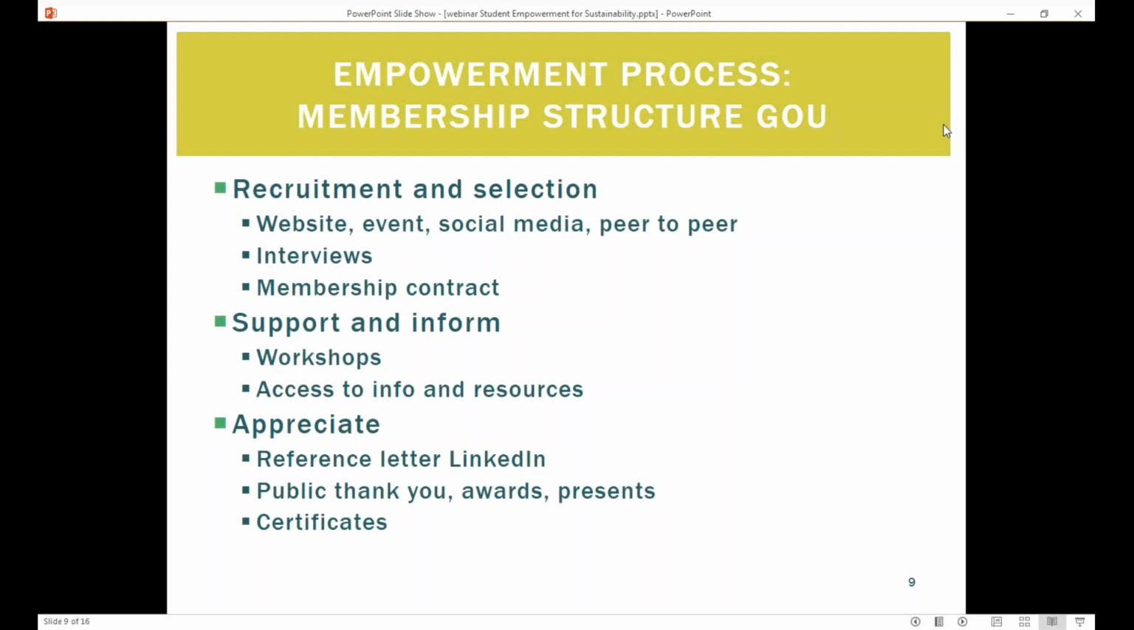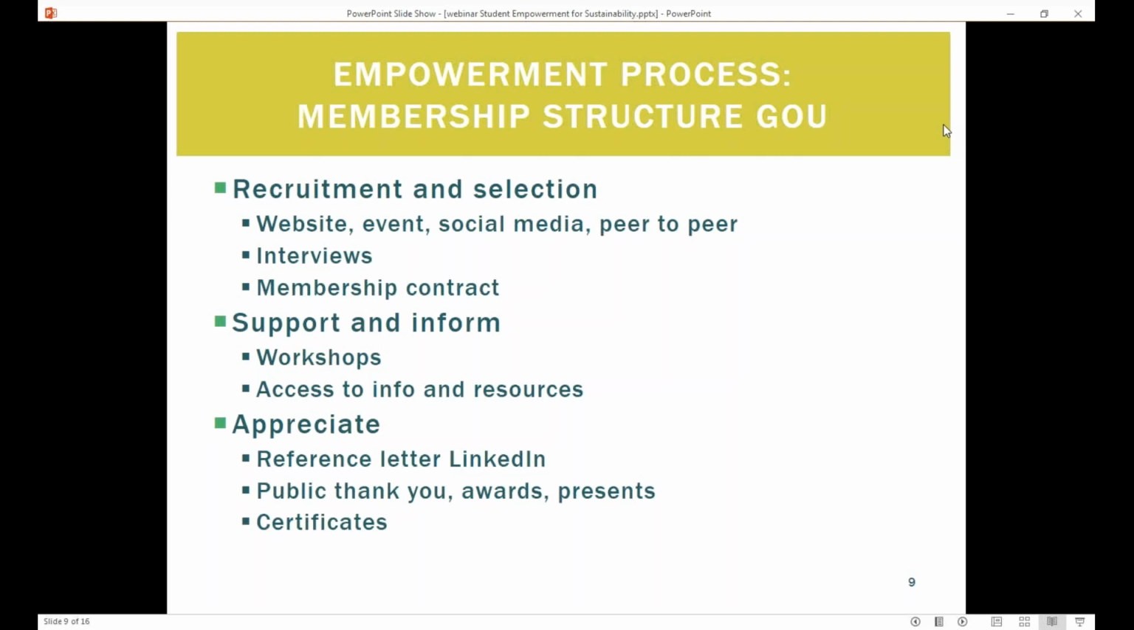Then they do interviews with all the people that want to be engaged to see, okay, where do you fit in our organization, or what do you expect, what do you want to do, what is your goal, what do you want to reach. And then they have the membership contract, which is also really good because in there it's not binding, but it gives a kind of sense of what the Green Office expects from the members and what a member can expect from the Green Office. And this helps to have more continuity and less people drop out because of expectations that are not met or the other way around.